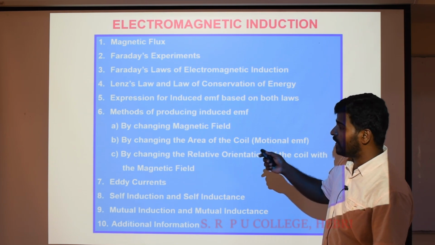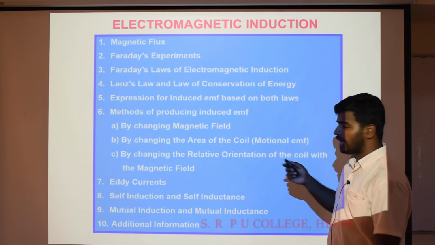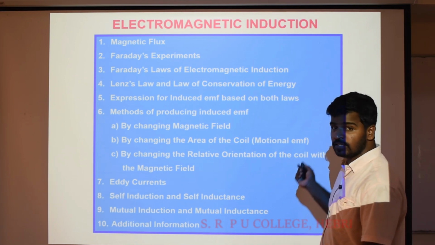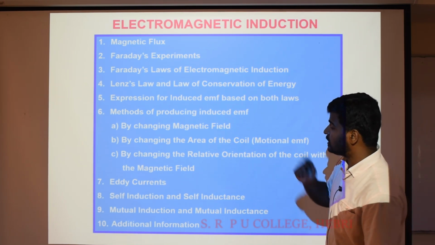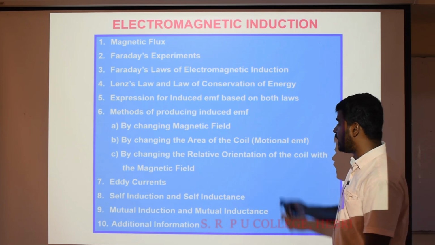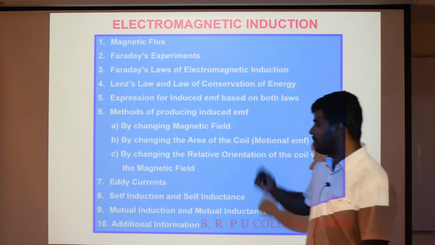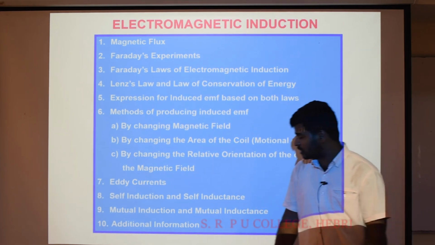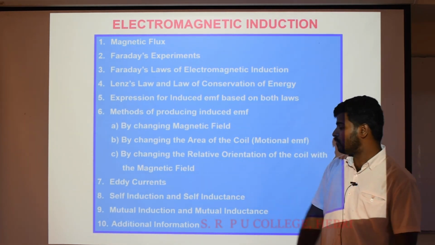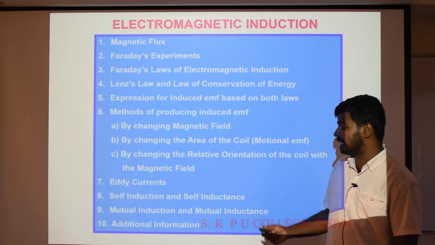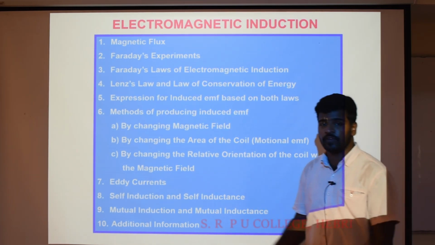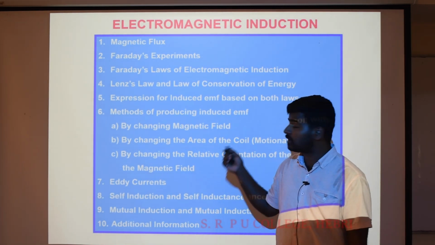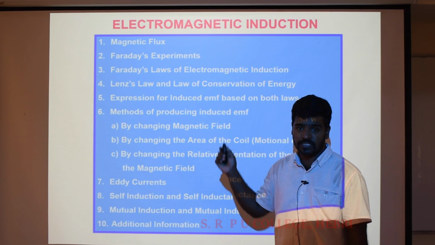The induced EMF, in that A by changing the magnetic field, B by changing the area of the coil, that is considered to be a motional EMF. The C will be by changing the relative orientation of the coil with the magnetic field. Seventh one eddy currents, eighth one self induction and self inductance, ninth one mutual induction and mutual inductance, the 10th one additional information that is related to the commutator. Therefore these are the concepts we will discuss in this chapter.